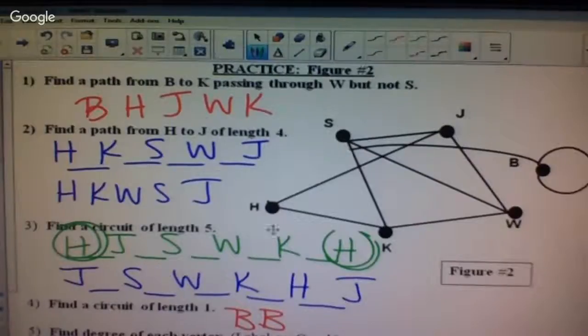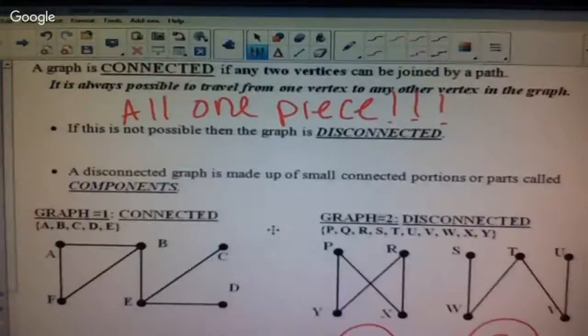If I get rid of this line that connects H to B, my little loop of B is disconnected from the rest of my graph. So H to B is a bridge. Okay. So let's see what we can do with graph 1 here. Do I have any bridges in graph 1? Yes. B and E is a bridge.